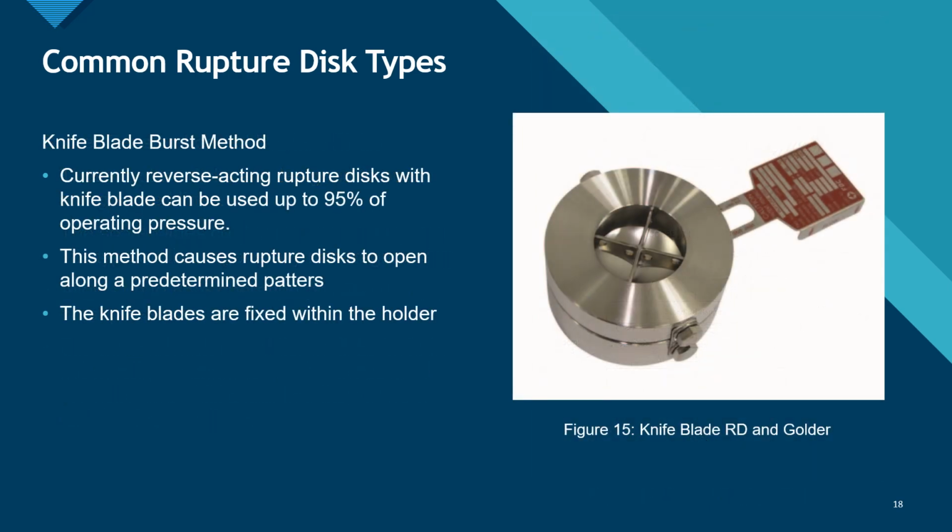Next, we can get into the knife blade burst method. Currently, reverse acting rupture discs with a knife blade can be used up to 95% of the operating pressure. This method causes rupture discs to open along a predetermined pattern. The knife blades are fixed within the holder, as you can see on the right.